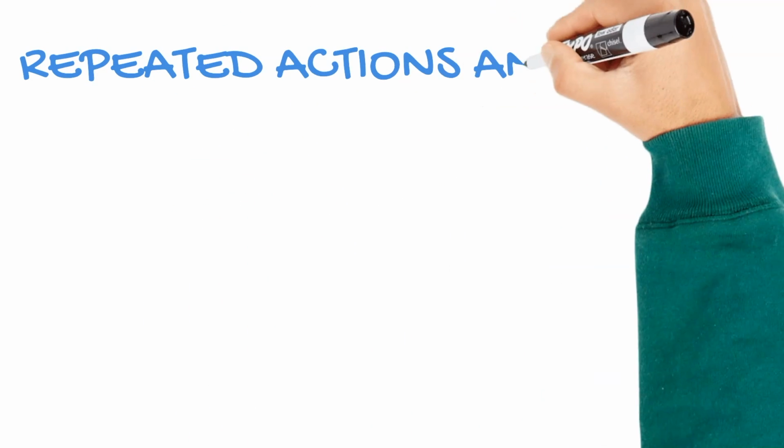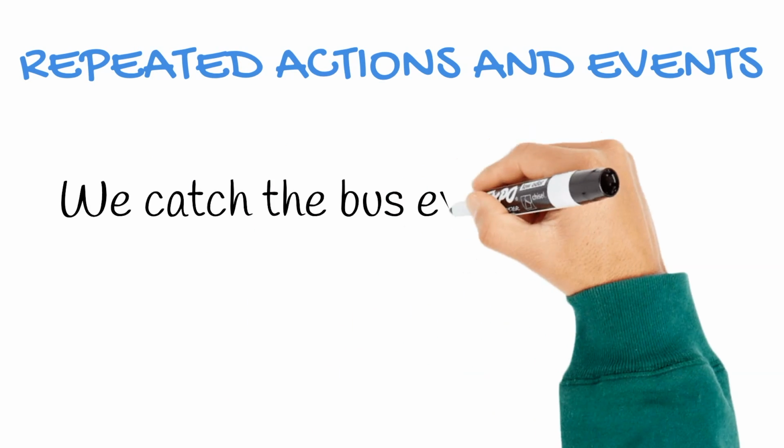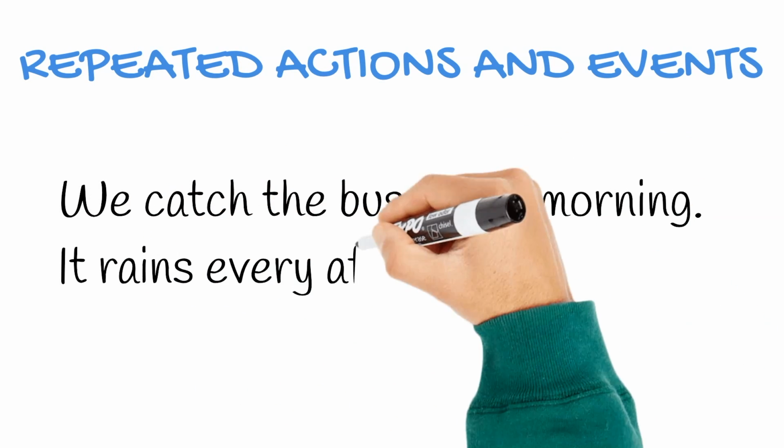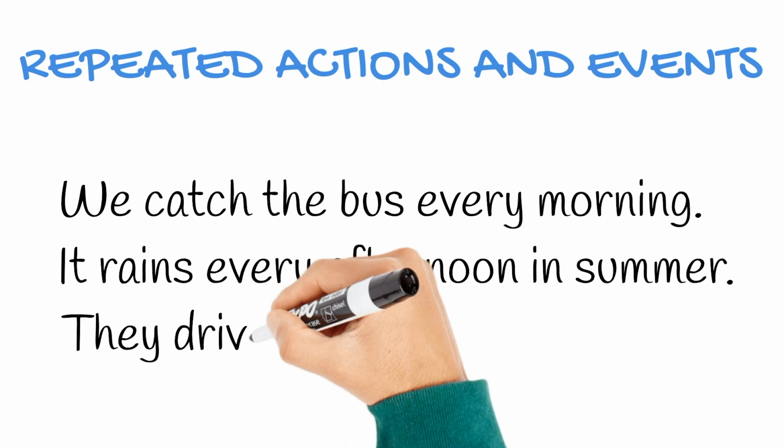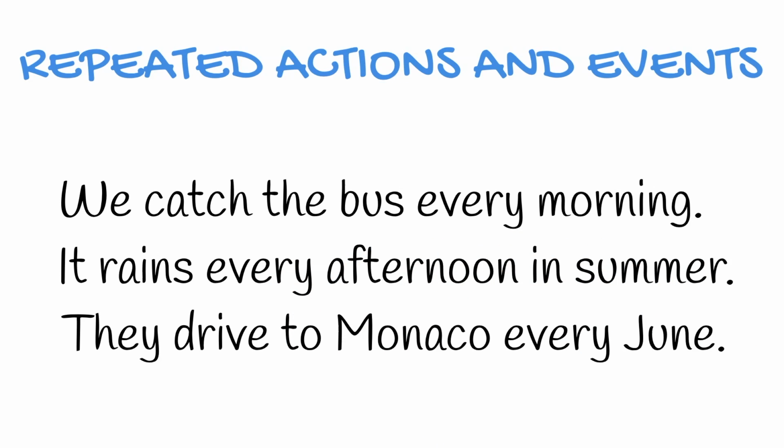This third use is very similar to routines, and we use it for repeated actions and events. For example, we catch the bus every morning. It rains every afternoon in summer. Or they drive to Monaco every June.